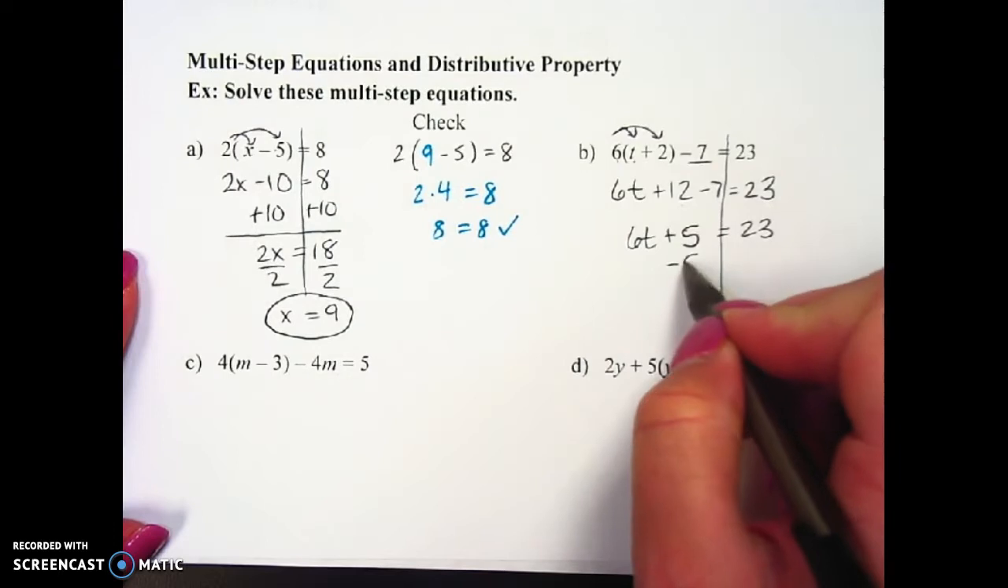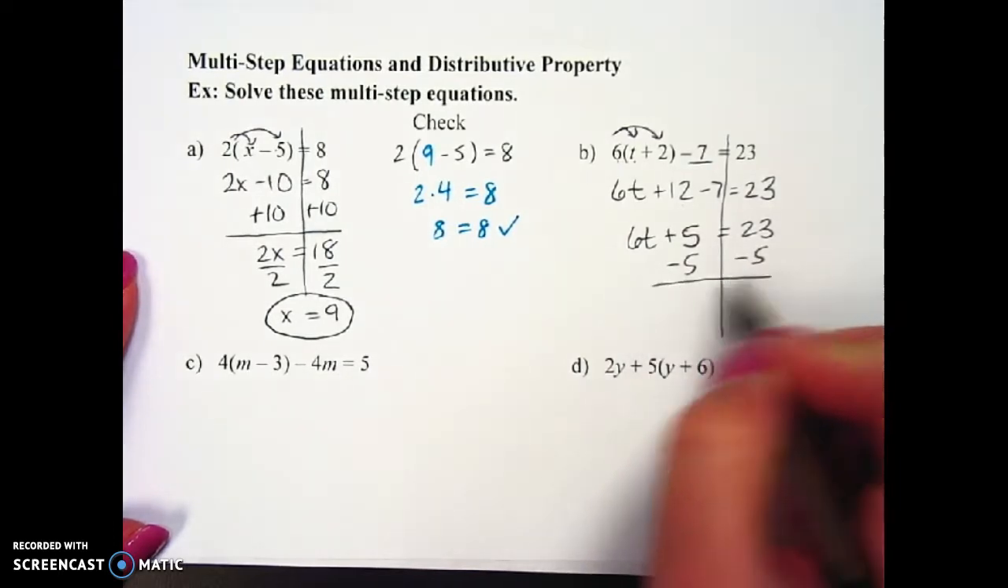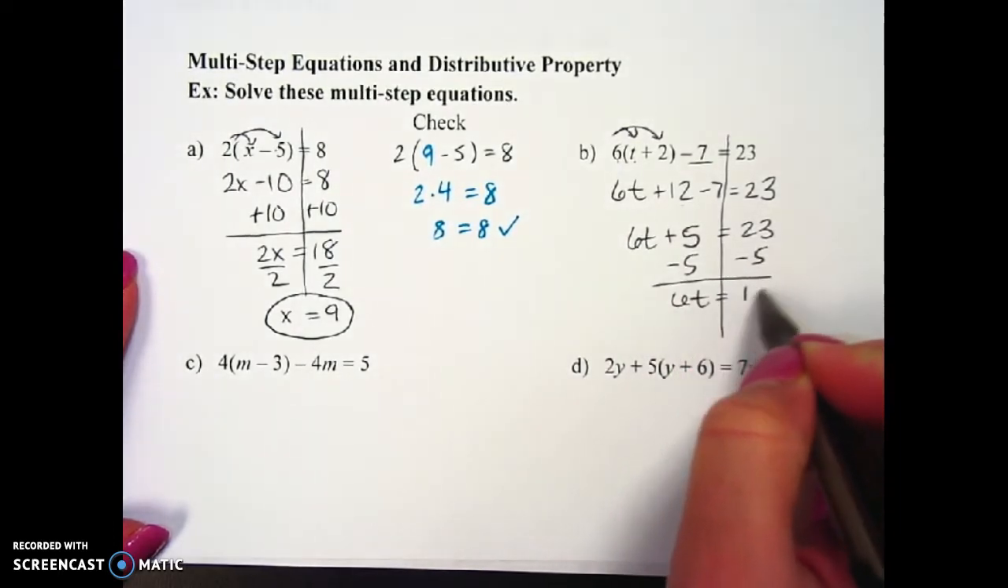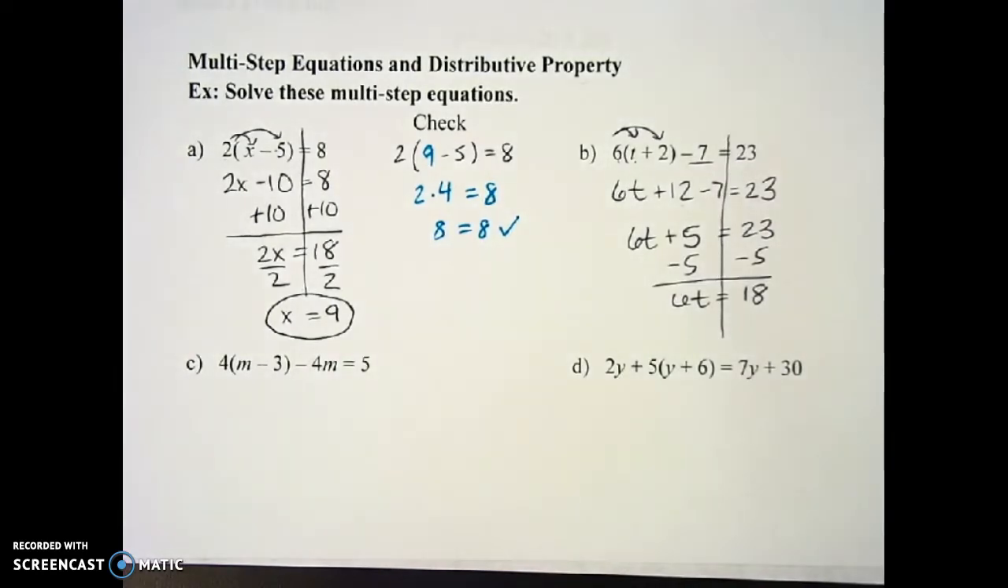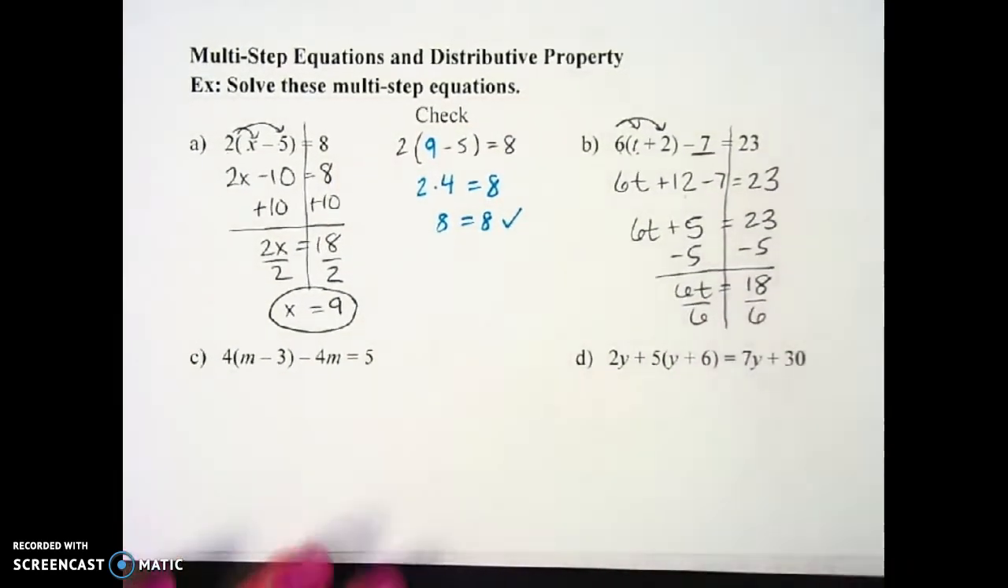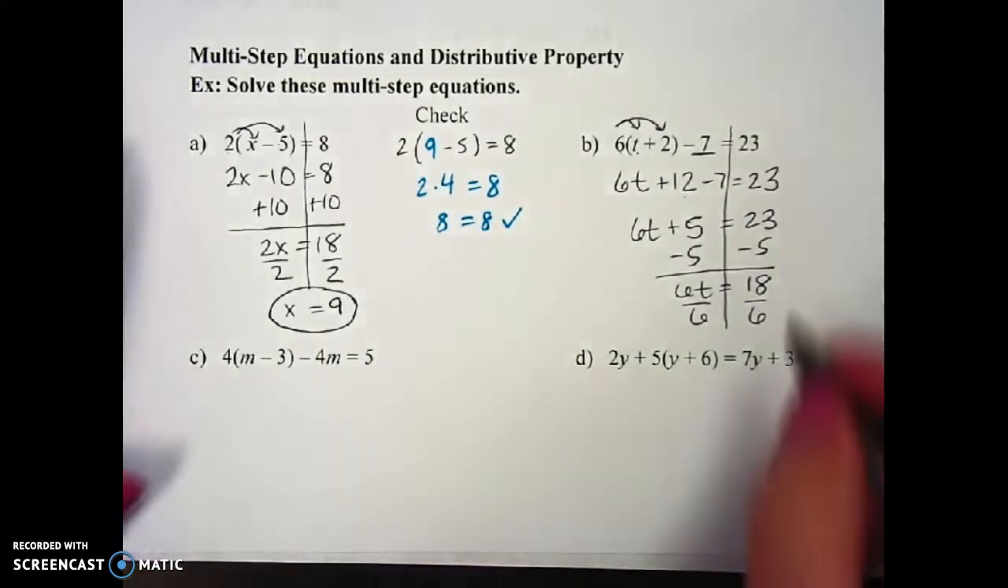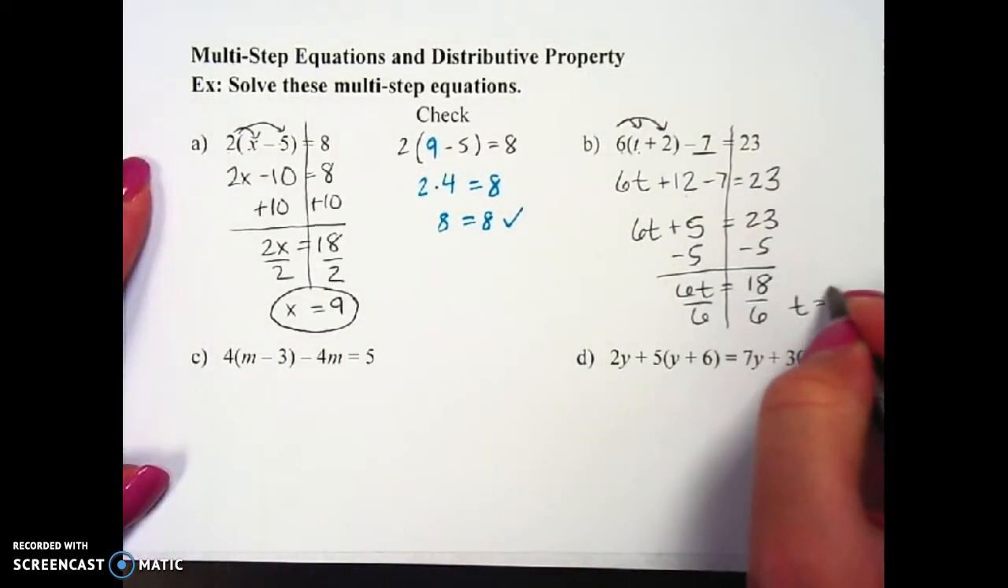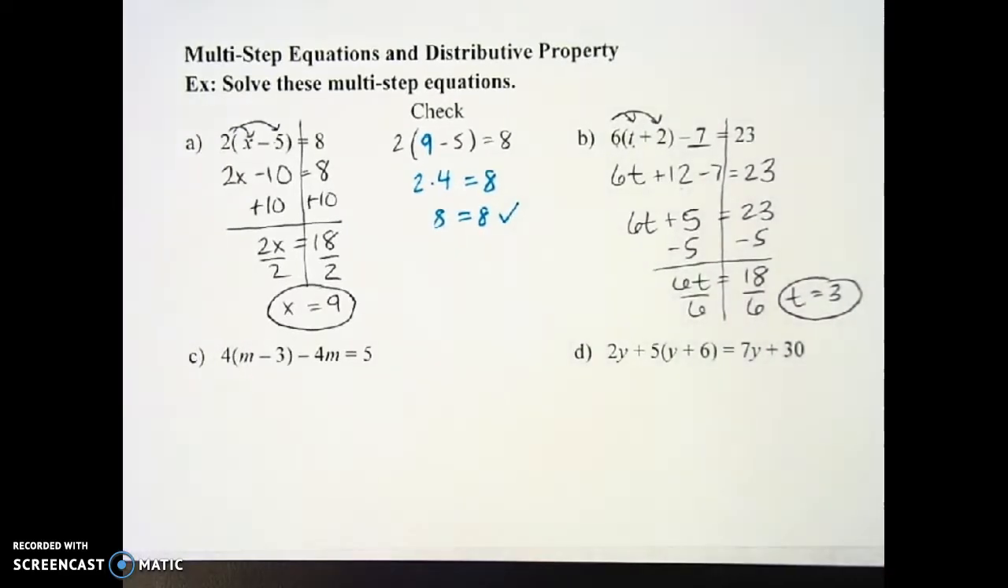Instead of adding 5, I'm going to go ahead and subtract 5. So I have 6t equals 18. And then instead of multiplying by 6, I'm going to go ahead and divide by 6. So our answer is t equals 3.